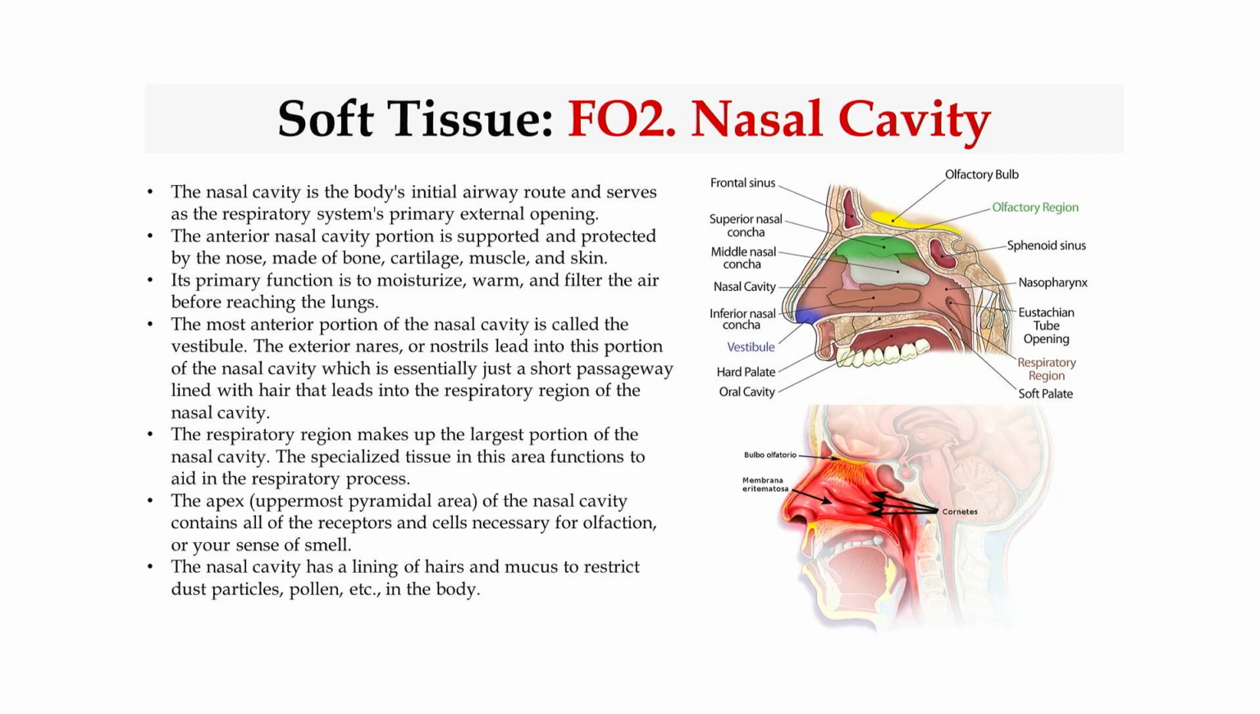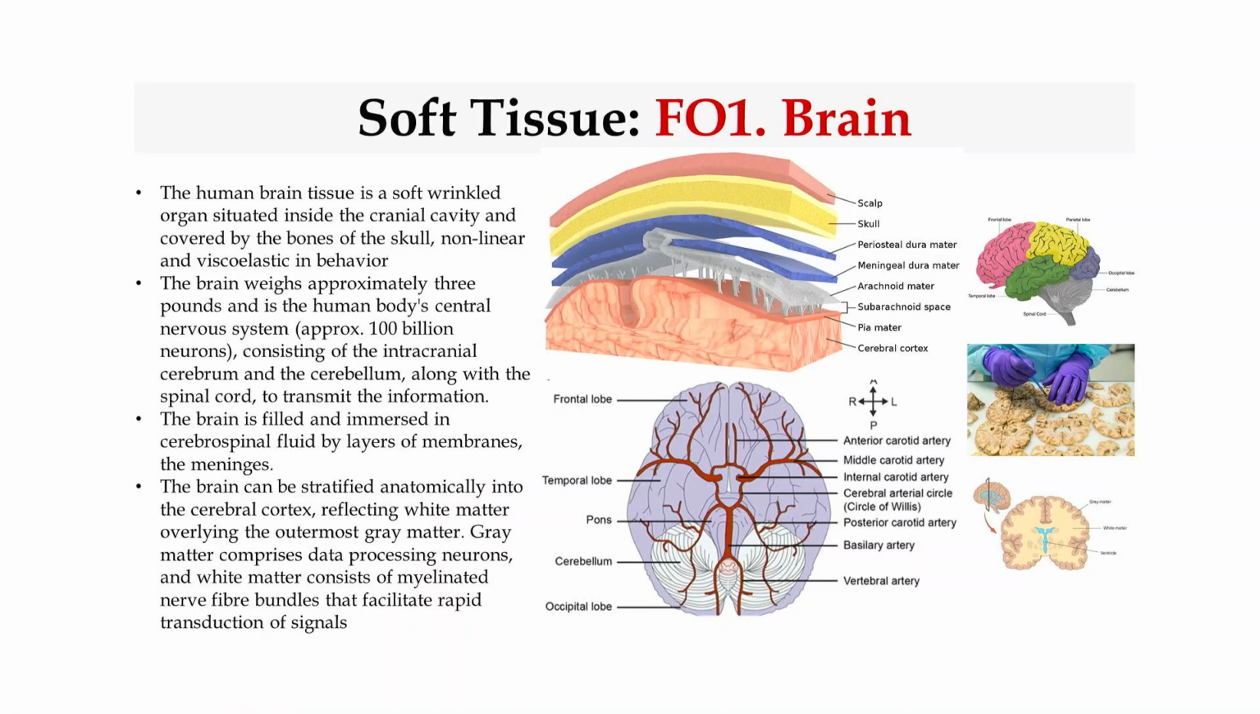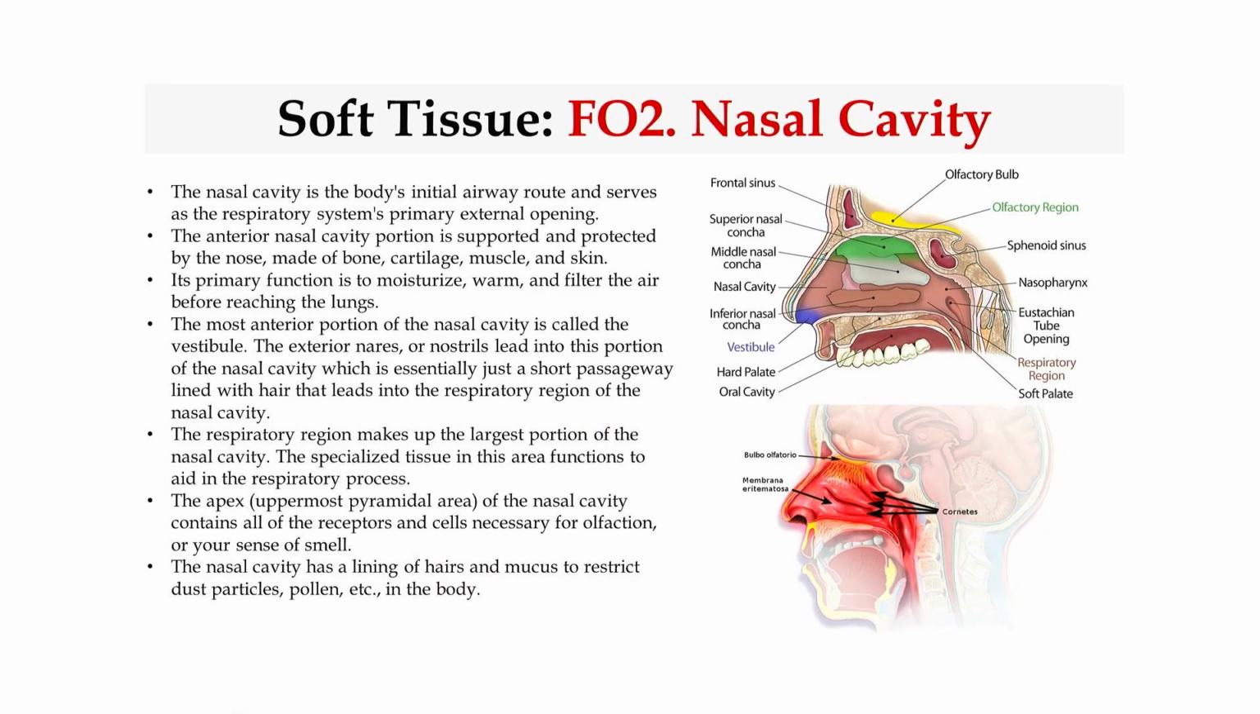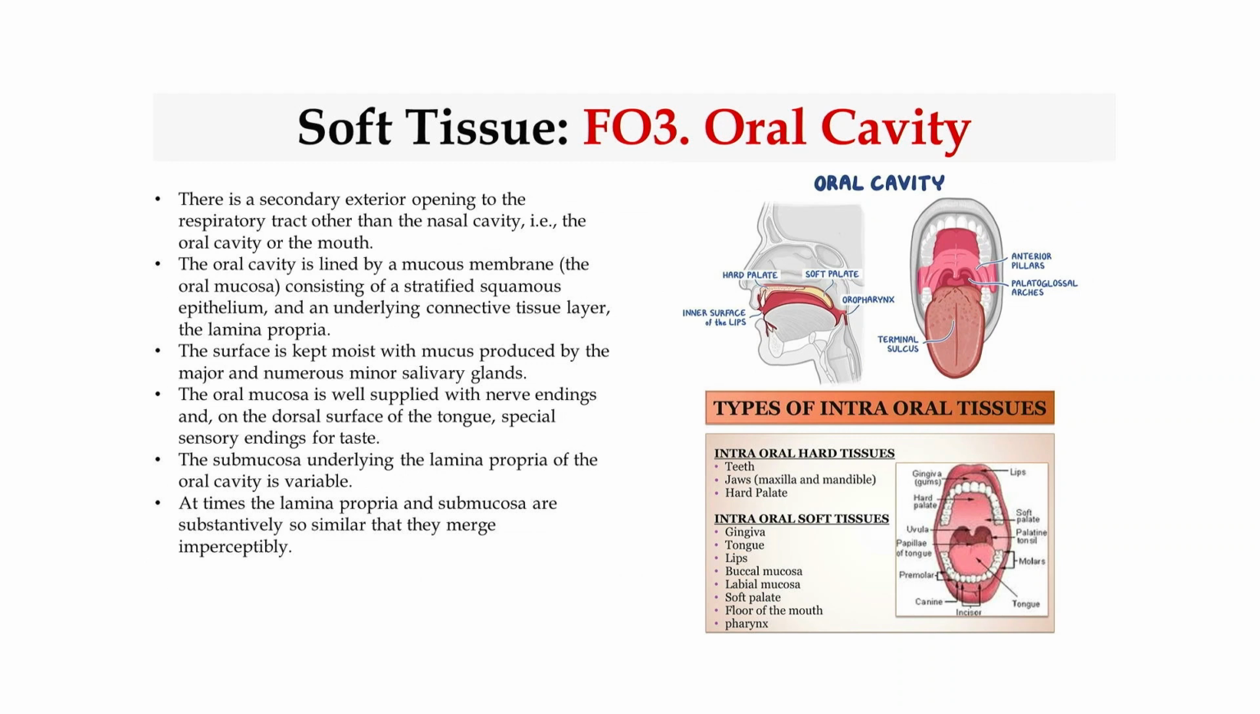So this is the chat about the nasal cavity. I have marked them as F01 and F02 like this because these are primarily organs. Earlier I was talking about not the organs, but the wide range of soft tissues like skin, muscles, ligaments and tendons, but now we have moved towards the organs. The first organ was the brain, the second is the nasal cavity. The third one is known as the oral cavity.